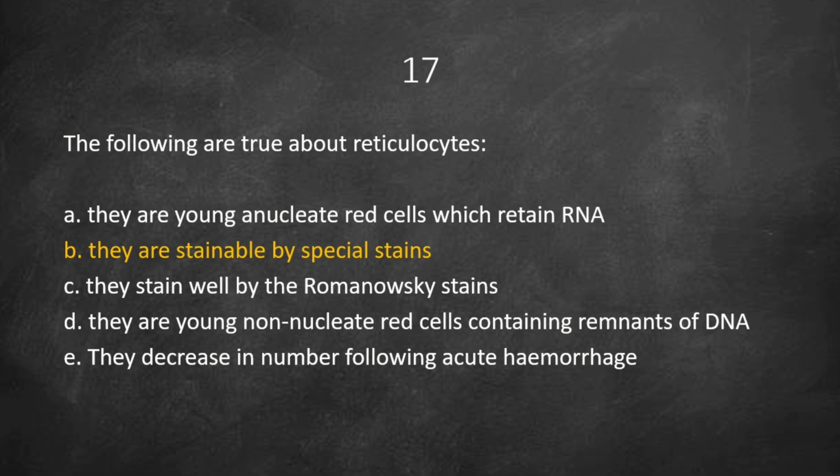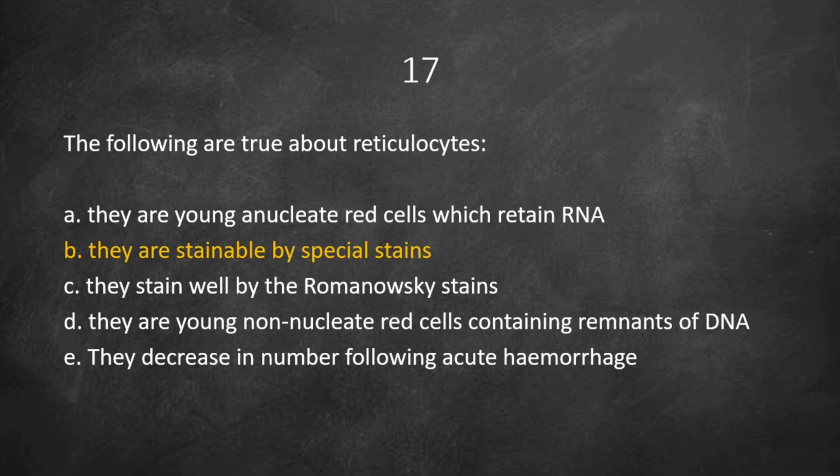Okay, let's look at our options one by one. A is saying that they are young enucleated red cells which retain their RNA. So this statement is partially correct and a little misleading. Reticulocytes, of course, are young red blood cells that are not completely enucleated.